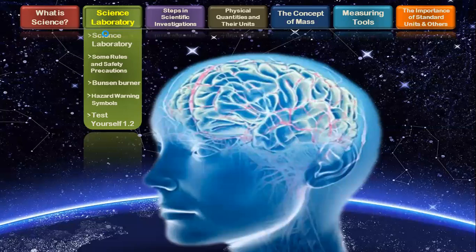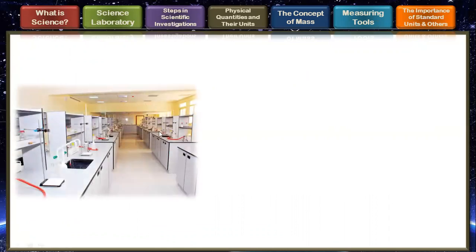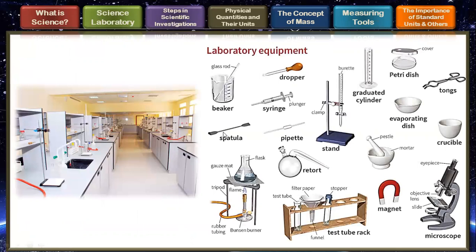Now for this topic, we are going to learn about science apparatuses in the science laboratory. This is a science laboratory wherein we perform experiments. Here we can find laboratory equipment such as the glass rod. This is for stirring. We have the beaker, to store more liquid. Spatula, we use this one to scoop dry chemicals. Syringe, we have the plunger, the dropper. We have also the burette, and we have the clamp, stand, retort.